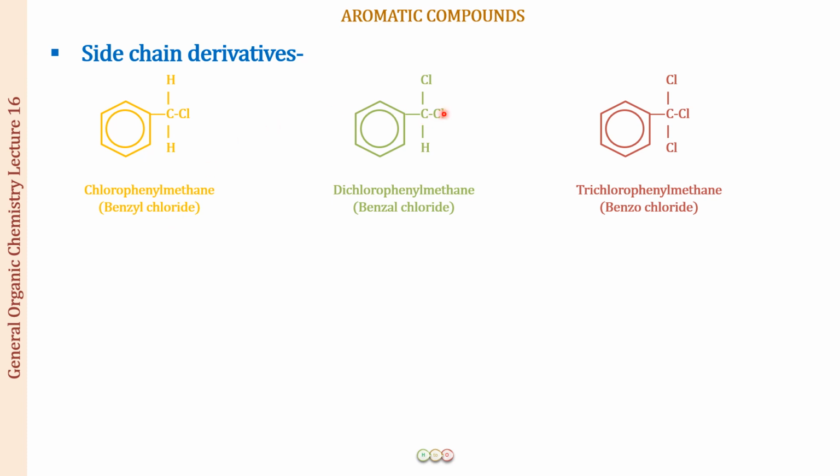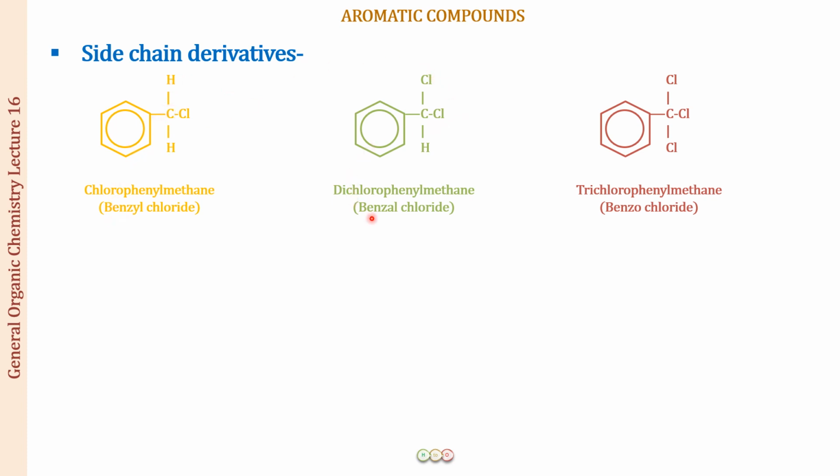When we remove two hydrogens, we call this a benzal group, and we have replaced them by two chlorines. So this becomes benzal chloride. And then we have removed all three hydrogens. So the name of the group becomes benzo. All right. So toluene minus one hydrogen is benzyl.